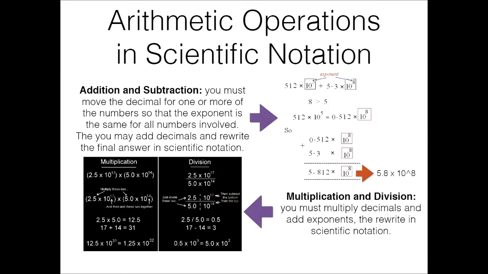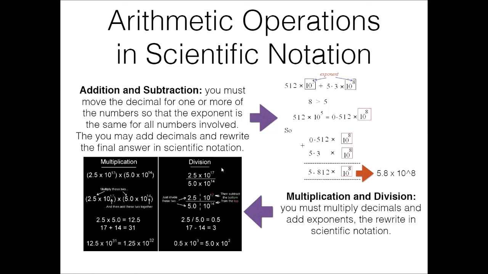Now you have a problem here, and that is that 12.5 is not in proper scientific notation. That decimal has to go after the first non-zero digit to the left of it. Okay, so you have to move the decimal over one, so you get 1.25 times 10 to the 32. You had to move it one to the left. That's the final answer, 1.25 times 10 to the 32.